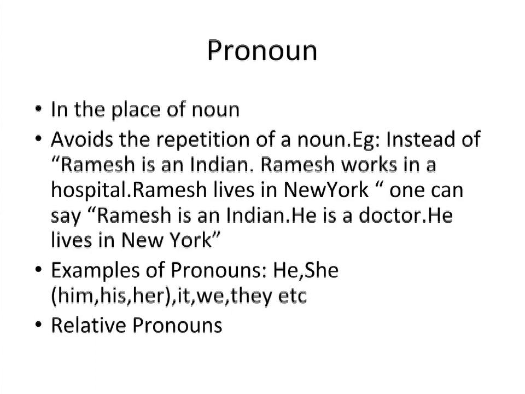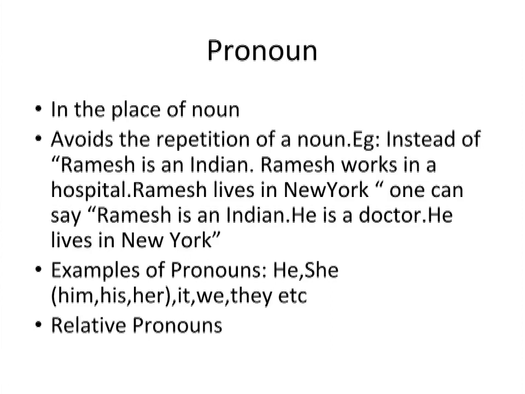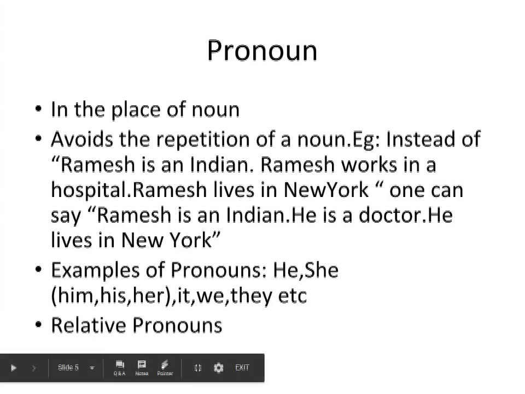The next item in our list is pronoun. Pronoun is in the place of noun. That is the idea. See, look at this sentence. Ramesh is an Indian. Ramesh works in a hospital. Ramesh lives in New York. One can just say, Ramesh is an Indian. He is a doctor. He lives in New York. See, instead of this repeated Ramesh, I have made use of he and another he. So such words that can stand in the place of noun are called pronoun.